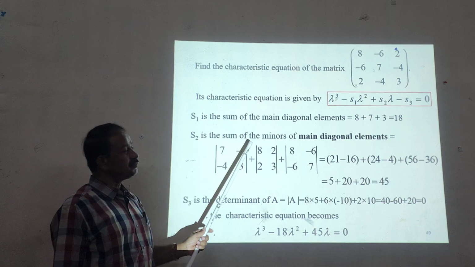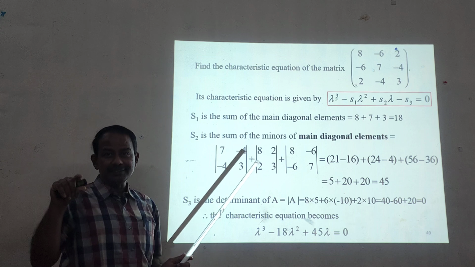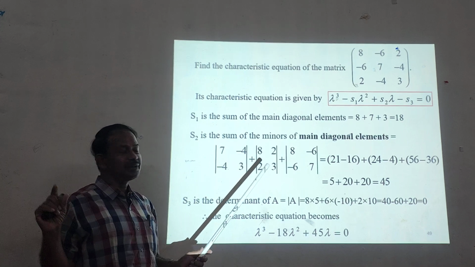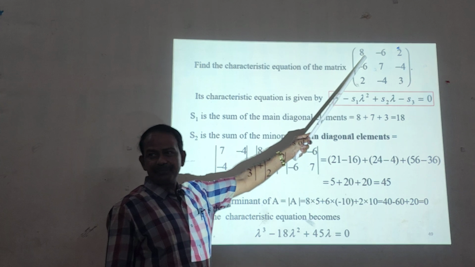Now S2 is the sum of the minors of main diagonal elements. Very, very important: minors of main diagonal elements. So this is the first diagonal element. What is the minor?